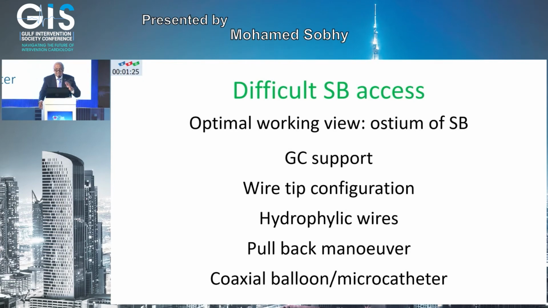Finally, what about difficult side branch access, how to go in? One challenge is to wire the side branch. You have to have optimal working views to see the ostium. You have different patients. Guiding support is important. Sometimes you can use microcatheters. Wire tip configuration is mandatory. Hydrophilic wires, don't be afraid of using hydrophilic wire. Pull-back maneuvers and coaxial balloon and microcatheter. This is how to manage the difficult side branch.